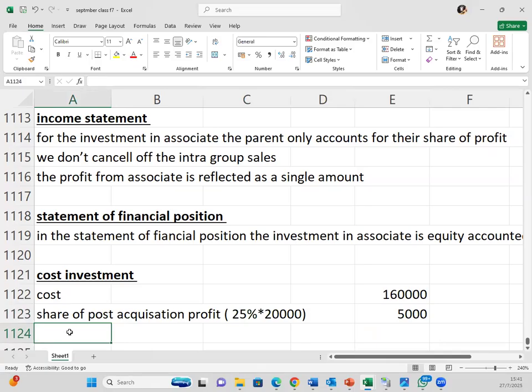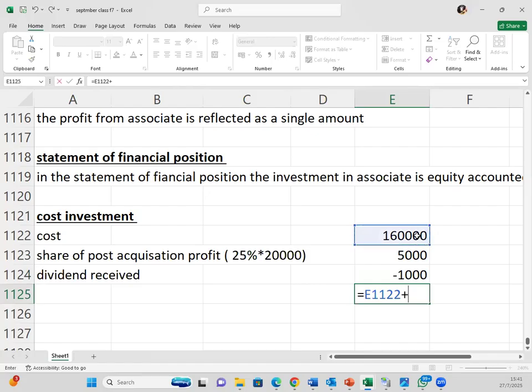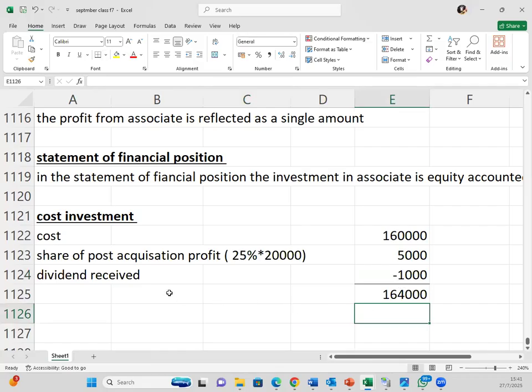Then if you receive a dividend, the dividend received reduces your investment. If let's say you received a dividend during the year of 1,000, because the dividend is being taken out of the profit, the amount you are going to report as the value of your investment in associate is: you add the profit made, you less the dividends we received. So this would be the value of the associate in the statement of financial position. So this is the equity accounting method.